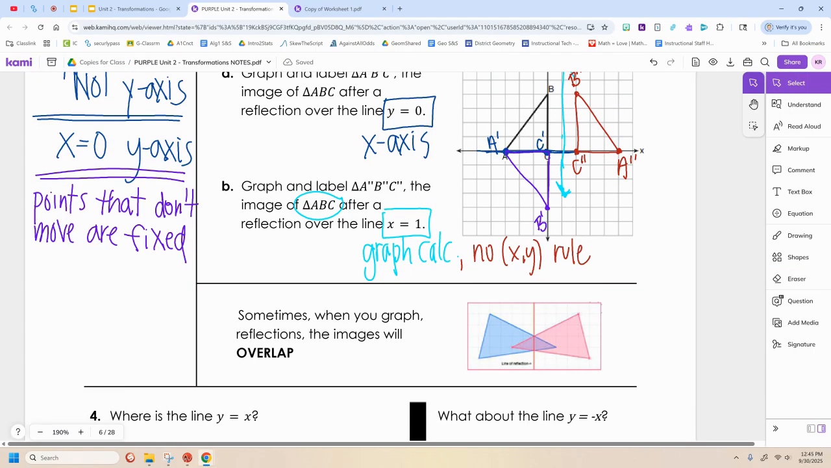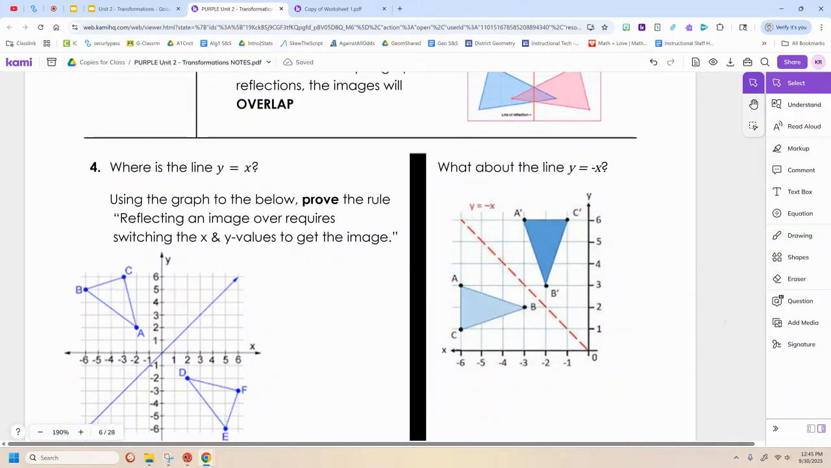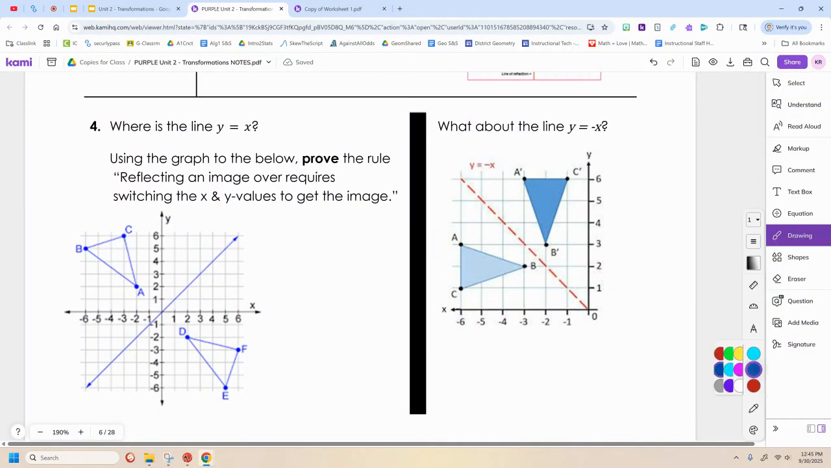So now just a couple last things we're going to analyze. If you can see the line of reflection goes through a shape, then it will overlap, right? Just something to be aware of. There are 2 other popular lines that they like to use. The first one is the line y equals x. This, my friends, is the line y equals x in this picture.